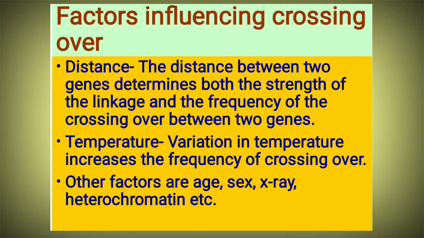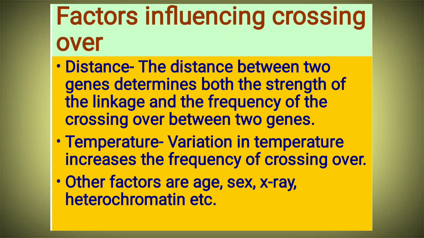There are also some factors that influence the crossing over process, and the first is distance. The distance between two genes determines both the strength of the linkage and the frequency of crossing over between the two genes. Then comes temperature. It also has a greater influence, because variation in temperature increases the frequency of crossing over. So temperature can play a very important role in the crossing over process.